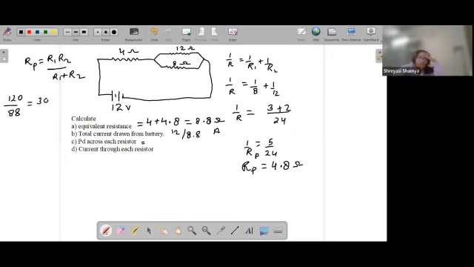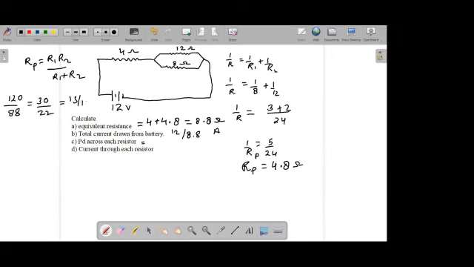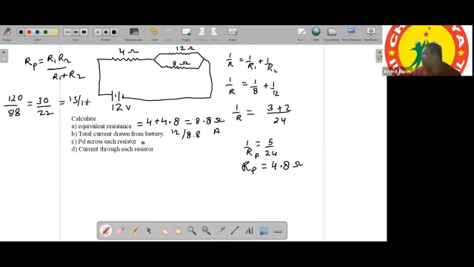It will be somewhere 30 by 22, 15 by 11. 1.3, whatever you are getting, we'll see that it is 15 by 11 ampere.